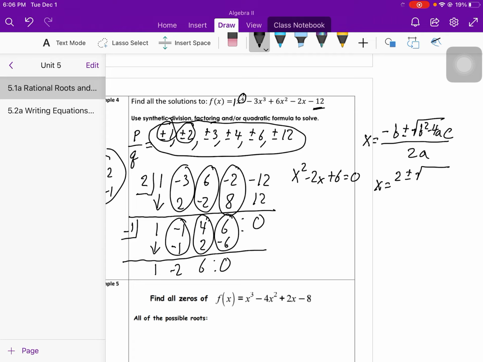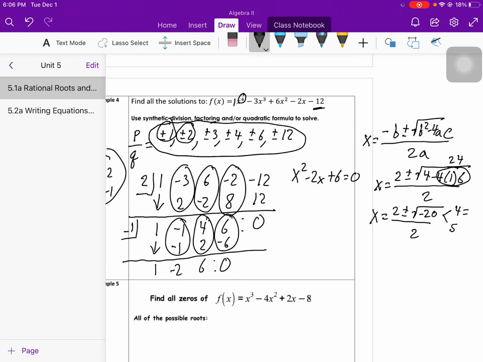So negative 2 squared is 4, minus 4 times 1 times 6. I'm just skipping the discriminant part. You can do that separately. x equals 2 plus or minus, this part here is going to be 24, and 4 minus 24 is negative 20. And then we've got to break that down.